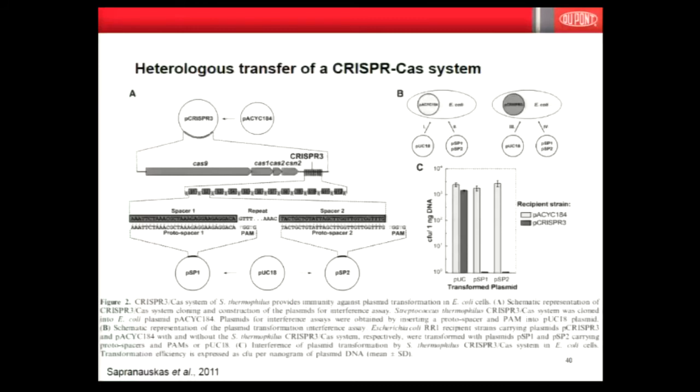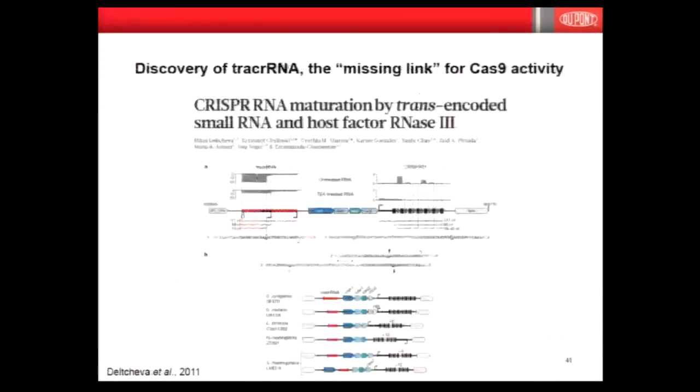Then with Virgis Siksnis in Lithuania, we did some experiments of transfer of a complete system from Strep thermophilus to E. coli, so from a gram-positive to a gram-negative bacterium, showing that all the elements needed to have this interference effect were provided on this small piece of DNA. And I think this opened the door to the heterologous transfer of CRISPR-Cas systems in various organisms.